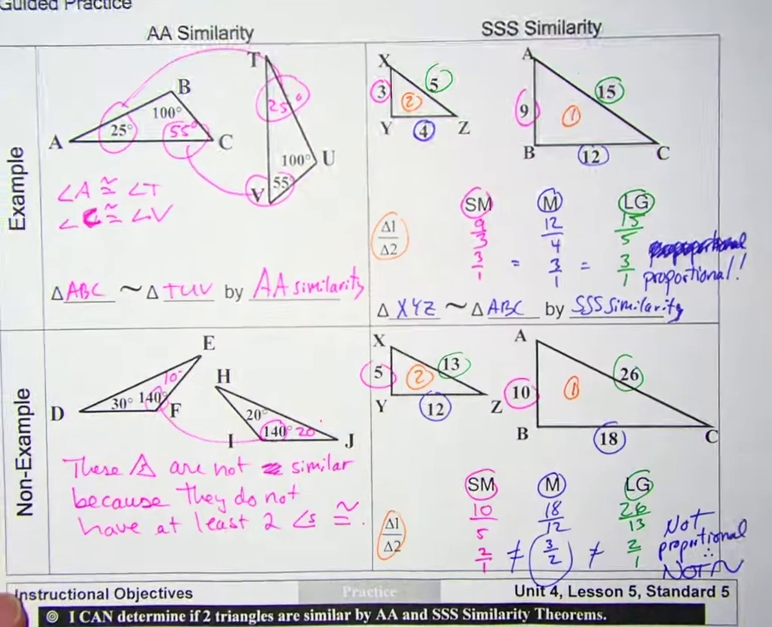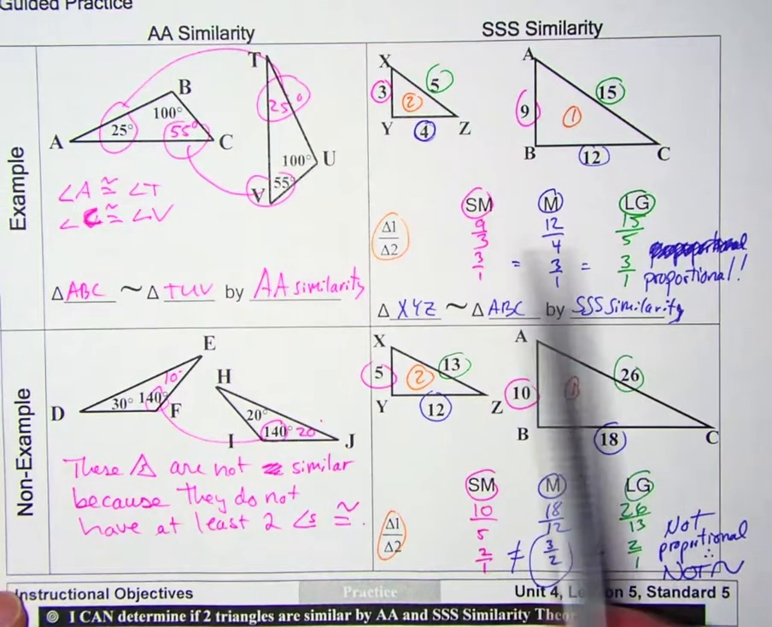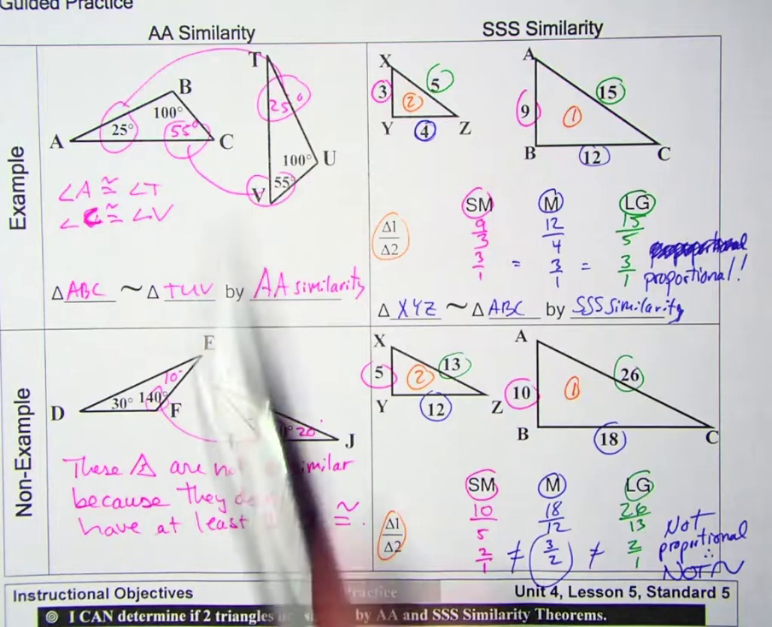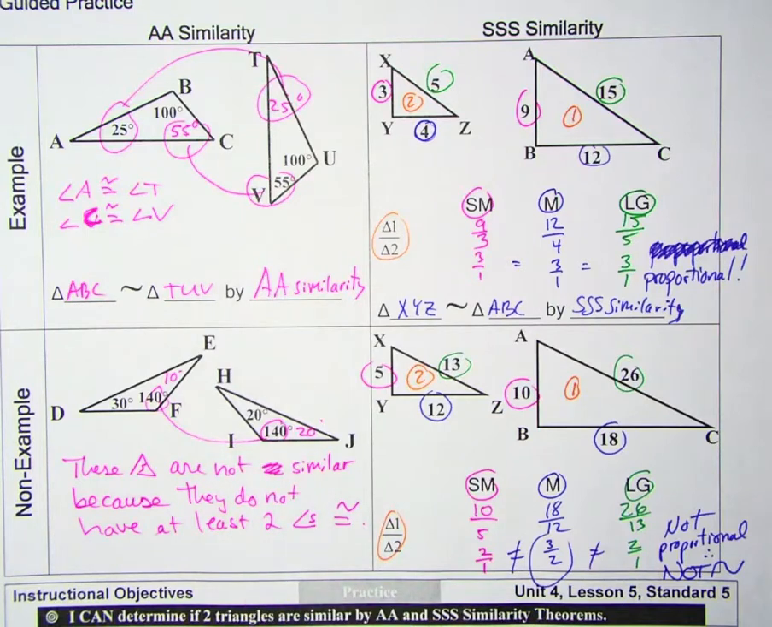Okay, so when you have side-side-side similarity, go ahead and set up your 3 ratios and make sure they're all equal to each other to be considered proportional and therefore similar, or look for angle-angle. If they have 2 angles in common, you know the third, by the third angle theorem, has to also be congruent, and that would make them proportional as well.